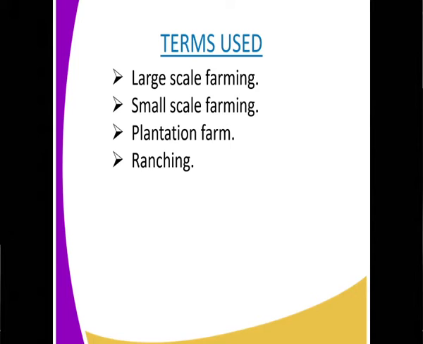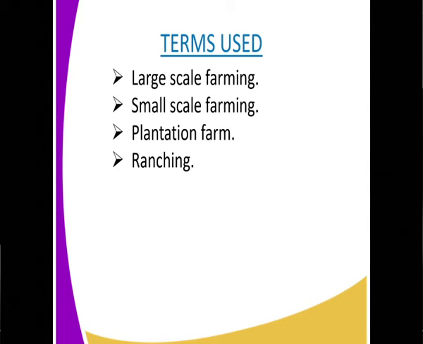We have terms used. We have large scale farming, small scale farming, plantation, and ranching. Large scale farming is the practice of agriculture whereby agricultural activities are carried out on a very big piece of land. Sometimes they are referred to as tracts of land.